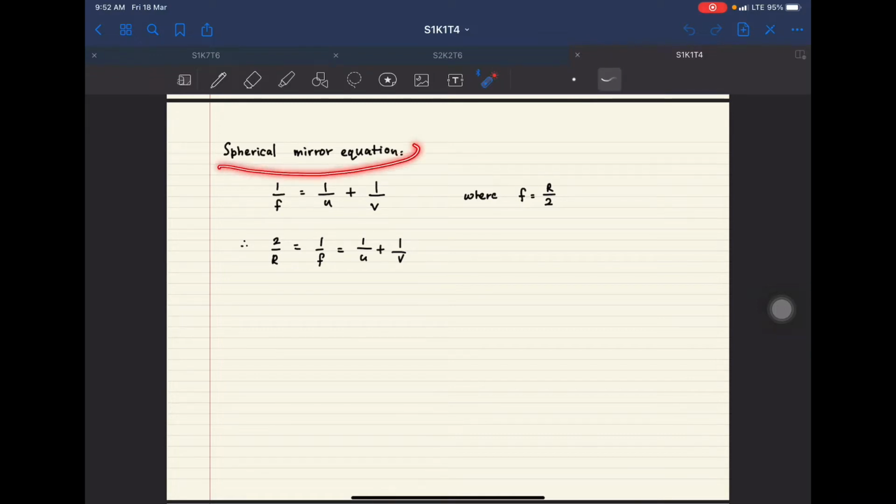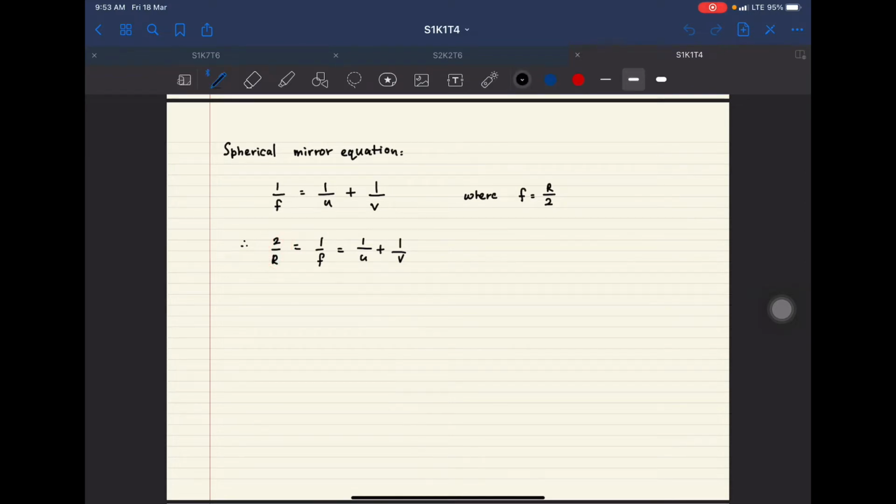So here we have one particular formula, the spherical mirror equation, where 1 over f equals 1 over u plus 1 over v. Like I told you before, this is basically a vector equation, meaning each of these has a sign convention of positive and negative. If you still remember, yesterday we had f equals r over 2. If I substitute this inside here, you get the same equation, just in terms of r.